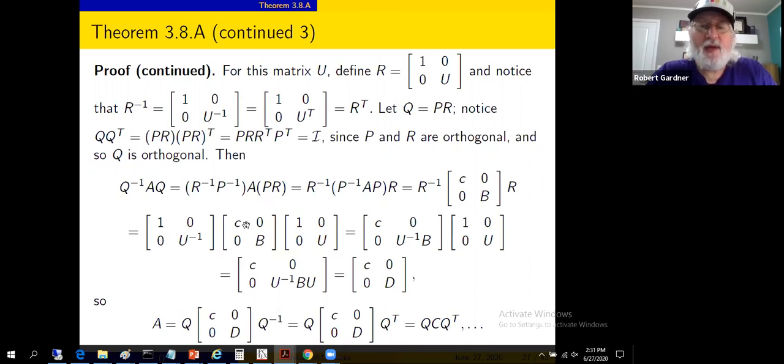Do your partition matrix multiplication, and that'll lead you down to this 2 by 2 partitioned matrix. Maybe I shouldn't call it that. It's a partition matrix with 4 parts. Okay. U inverse BU, does that ring a bell? Wasn't that diagonal matrix D from the previous slide? Let's run back and look at that too. So U inverse BU is diagonal matrix D.